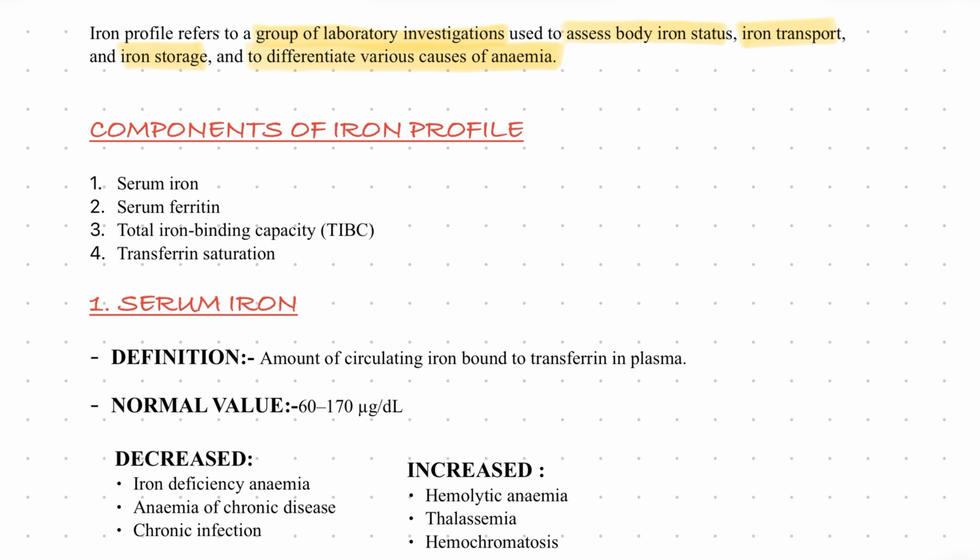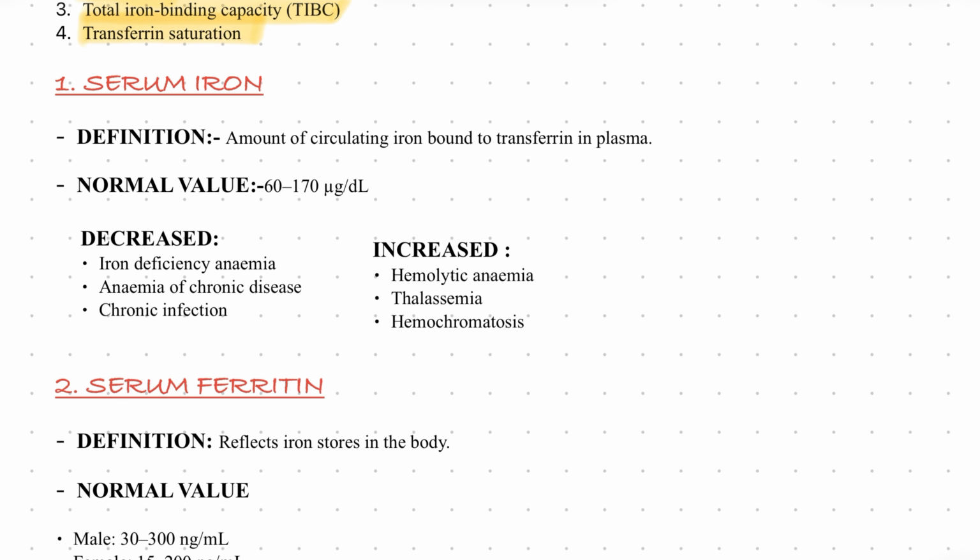Okay, so the components included in this iron profile are serum iron, serum ferritin, TIBC, total iron binding capacity, then transferrin saturation. First we will learn about serum iron: the amount of circulating iron bound to transferrin in plasma. So the normal value will be 60 to 170 microgram per deciliter.